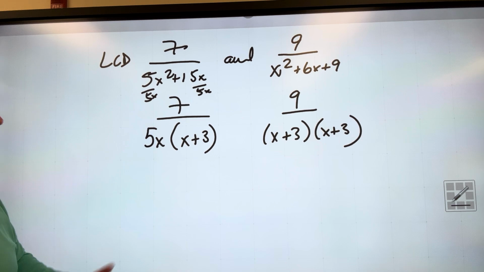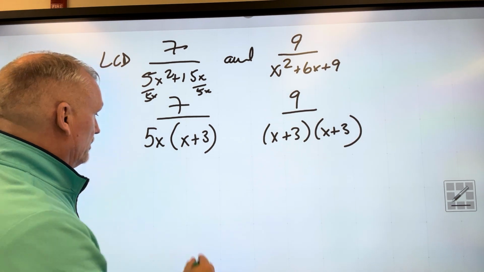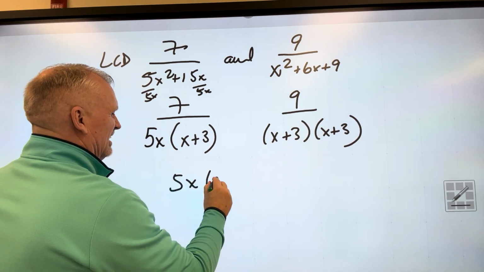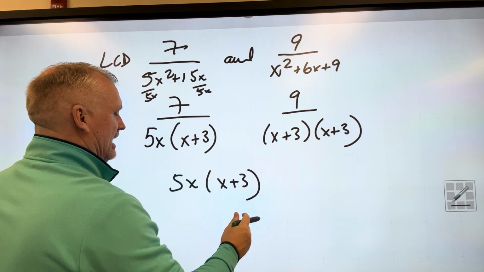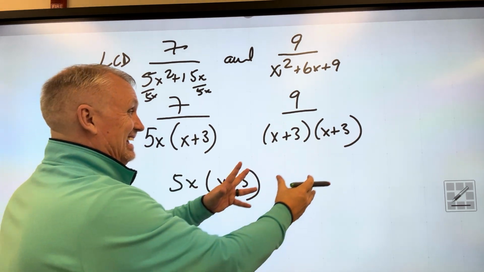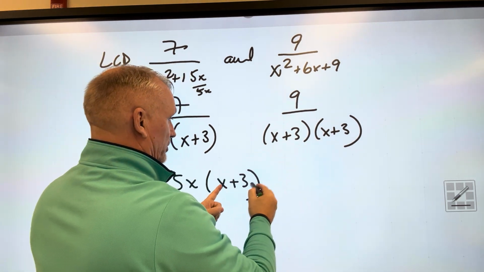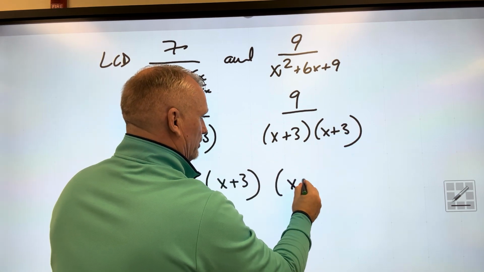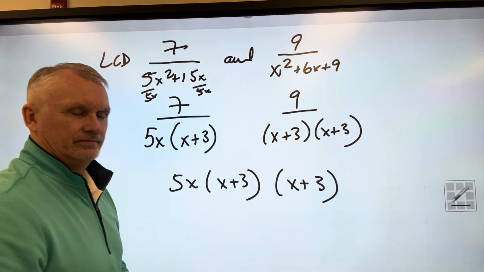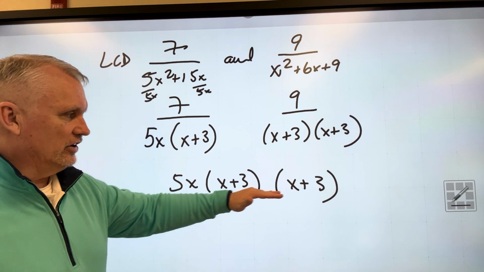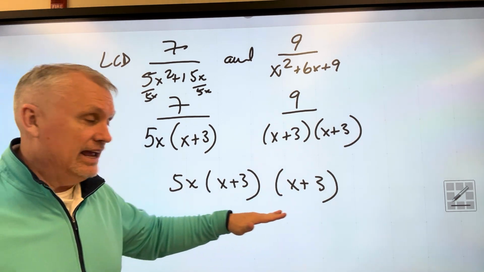Okay, good. Great. The factors of the first, 5x, x plus 3. Combine that with the second. Well, I got an x plus 3. Oh, I got another x plus 3. So I put that down. All these are multiplied together. This is a good answer.